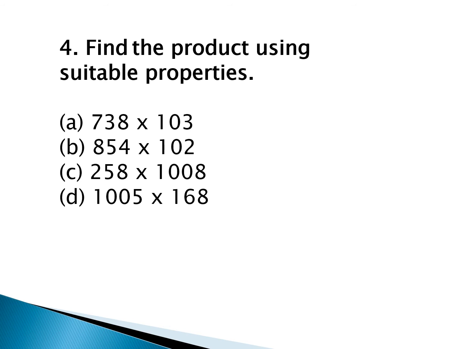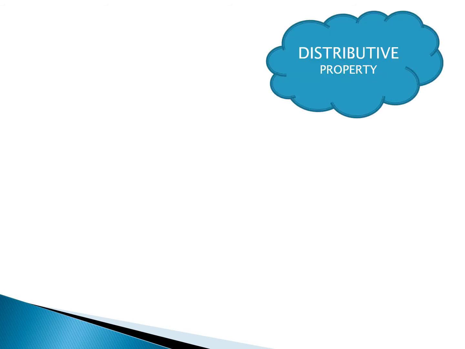Now children, in this question we will make use of the distributive property. Now what is distributive property? In distributive property, we will break one of the terms into two parts to make our sum easier. Okay. Now let's see how. Now children, I told you already that in this question we will make use of distributive property. As you all know, in distributive property, one number will be broken into two parts. Okay, so now let's do this question.